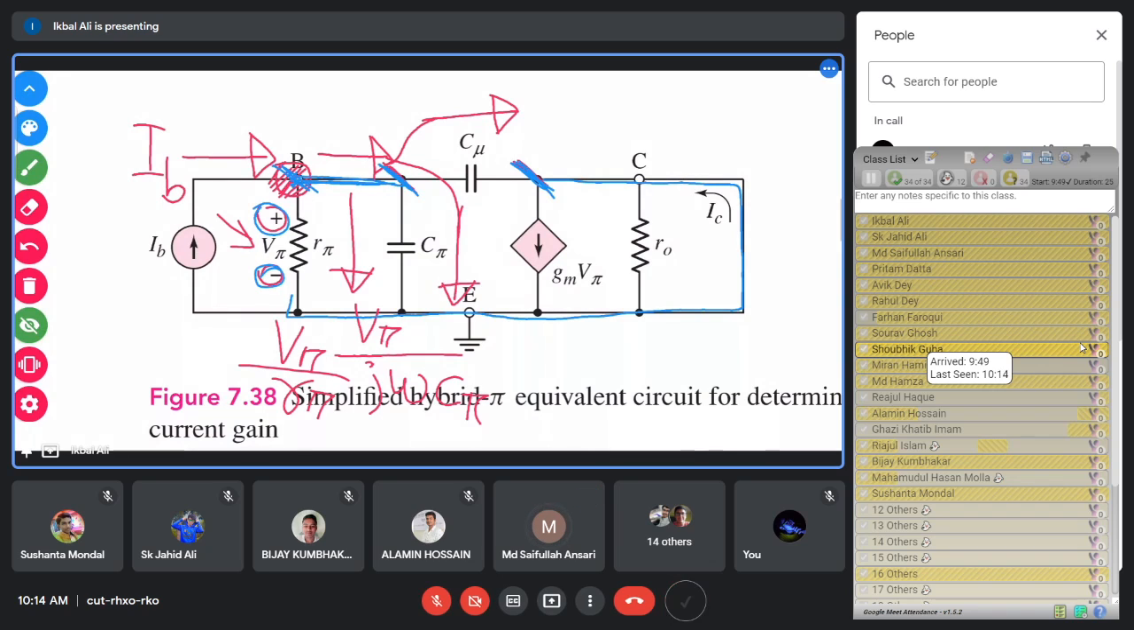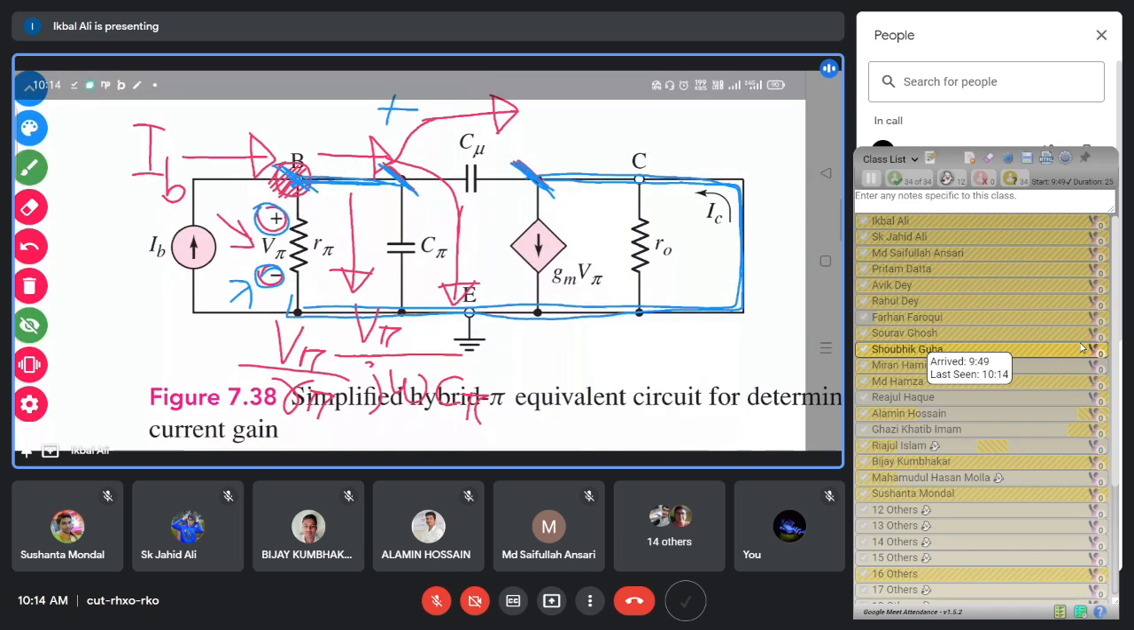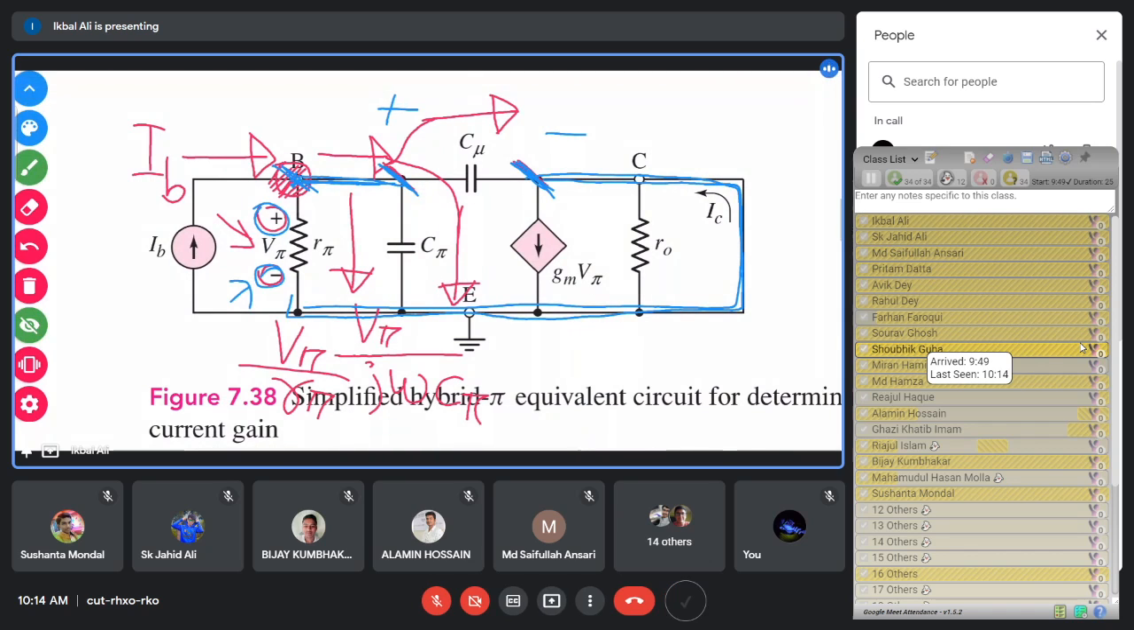Yes, sir. As the output is short circuited, this minus actually comes through this short circuit to the other end. So this side is plus and this side is minus of the capacitor, and that voltage is your V pi. Okay, then what will be the current flowing through this C mu? It will be V pi divided by 1 by j omega C mu. Is it not? Have you got this?